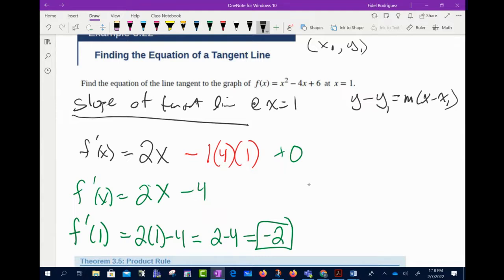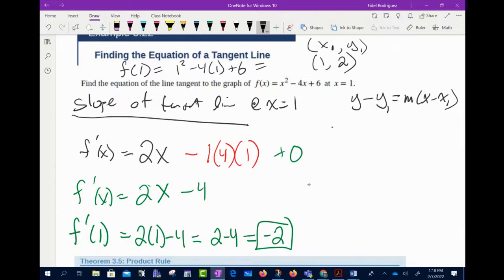Well, we know the x1 is 1, right? Do we know what the y value is yet? No, we got to find the y value. So how are we going to do that? We're going to plug it in. We're going to find f of 1. So let's see, 1 squared minus 4 times 1 plus 6. Can anybody tell me what is 1 squared minus 4 times 1 plus 6? 2, very good. Now we have our x1 and our y1, right?